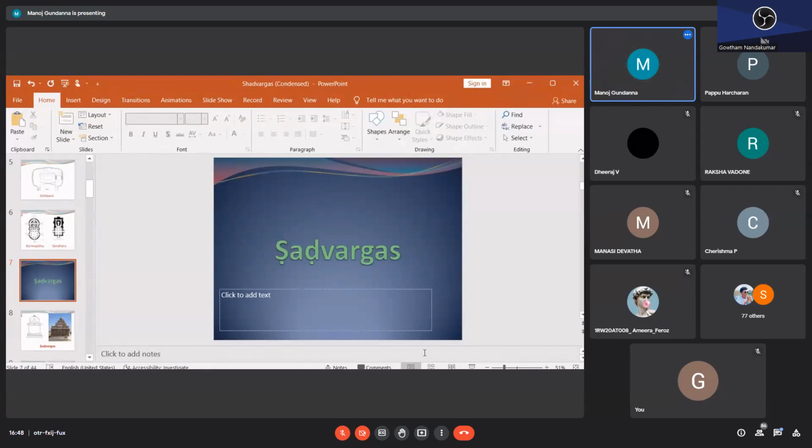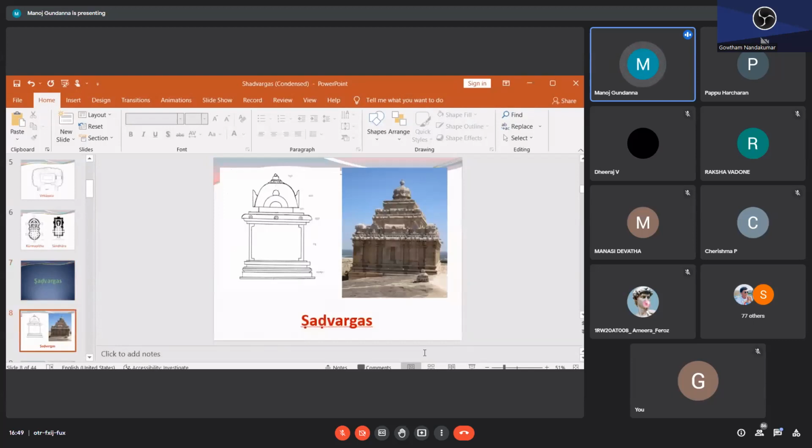Now, the elevation of the temple is studied based upon 6 divisions, and these six divisions put together are called the Shadvargas. If you understand the plan as well as the Shadvargas as per the definitions and descriptions given in the Vastu Granthas, you can describe a temple or understand a temple or explain a temple very easily when it comes to the temple architecture part. Now, these are the Shadvargas of a temple.